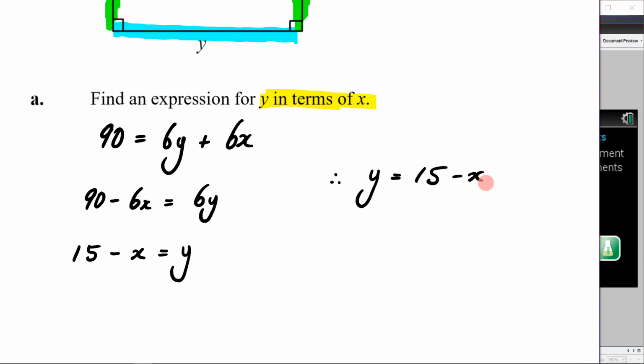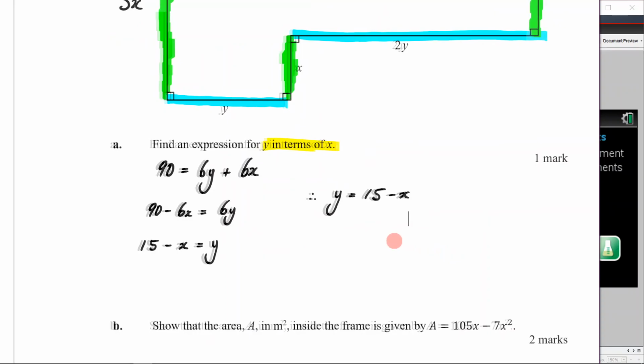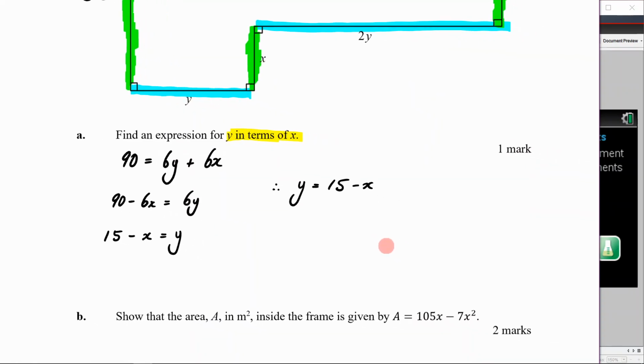As you can see, I have written an expression for y in terms of x. And that's what we have to do for the first one there. Perfect. If we zoom out for a second, you can see it's worth 1 mark. So we're just getting 1 mark for the answer there.